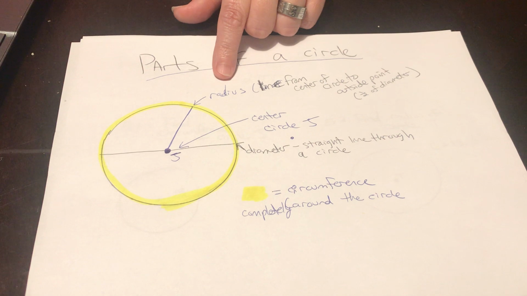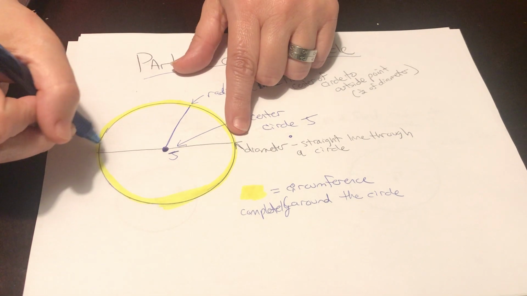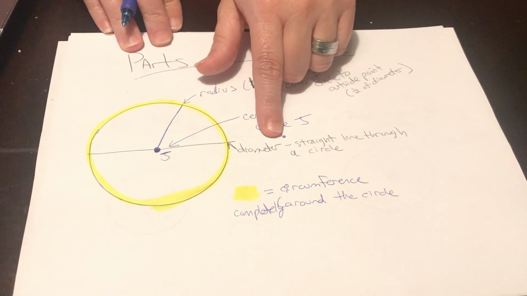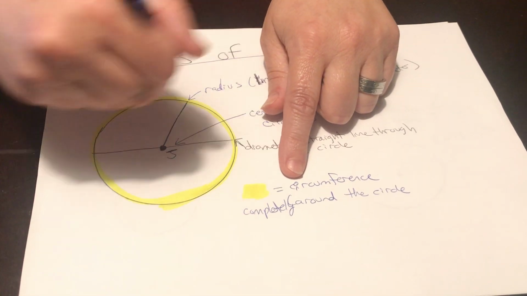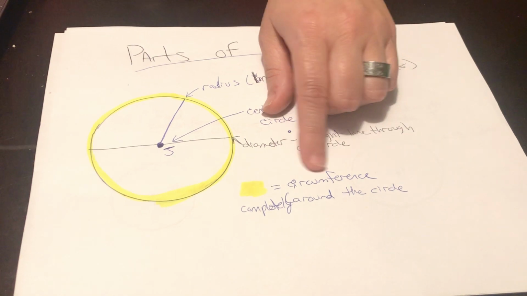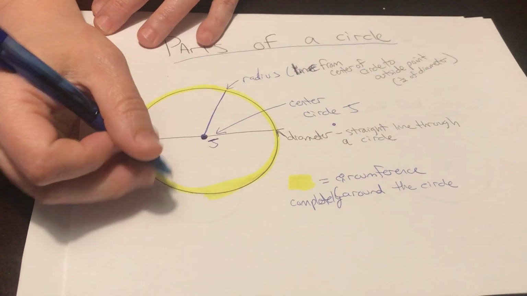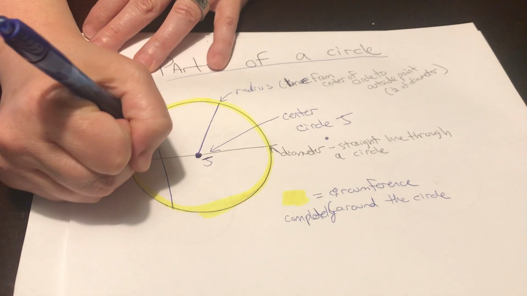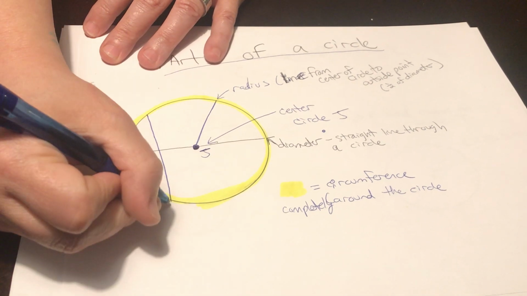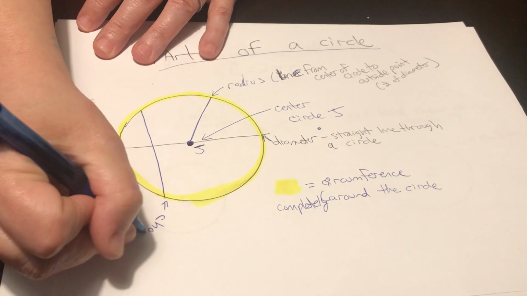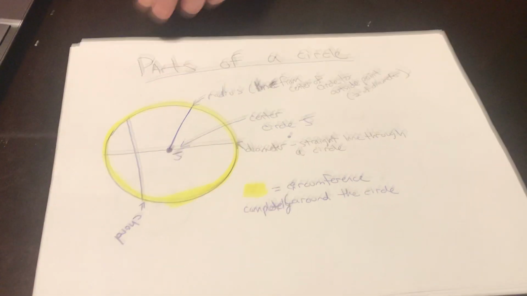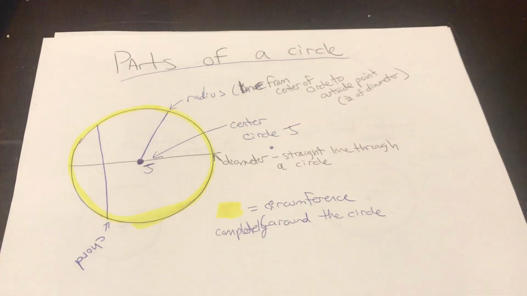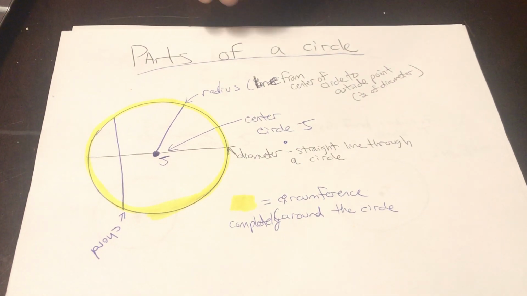It's also half of a diameter. This line cutting all the way across is called your diameter. It's a straight line through your circle. And the yellow part around the circle is called your circumference. It's completely around the circle. Now, I forgot to put this one here. This line from one endpoint to another endpoint on the circle is called a chord, C-H-O-R-D. I'll give you a second to write this down. If I'm moving too fast, you can always go back and rewind. So, those are your parts of a circle.